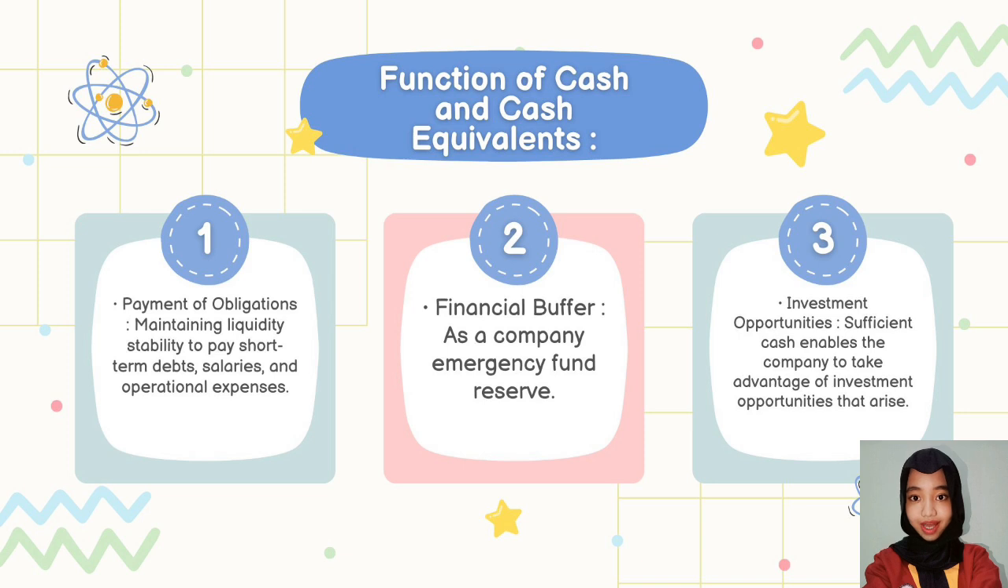Function of cash and cash equivalents. Payment of obligations, maintaining liquidity stability to pay short-term debts, salaries, and operational expenses. Financial buffer, as a company emergency fund reserve. Investment opportunities. Sufficient cash enables the company to take advantage of investment opportunities that arise.